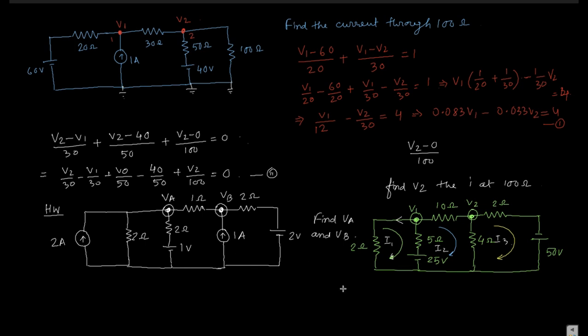So what is the question? Find I1, I2 and I3 by KCL. Here is also by KCL.